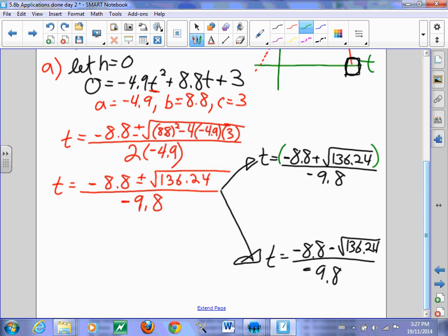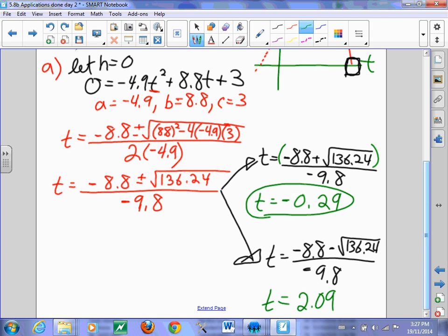So plug it in your calculator, ladies and gentlemen, you should get t equals negative 0.29. That's one answer. And the second answer, folks, if you plug it into your calculator, should be 2.09. So we've got two answers, folks, and let's go back to our graph and see which one makes sense.